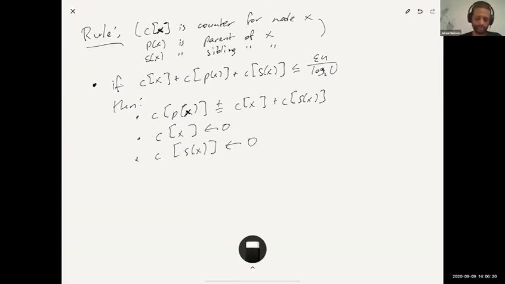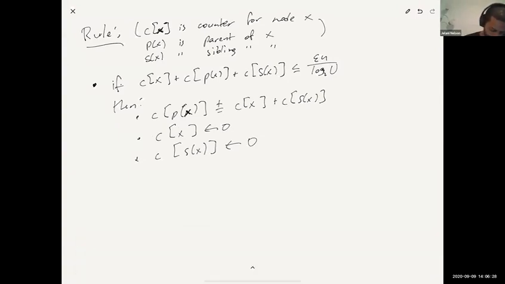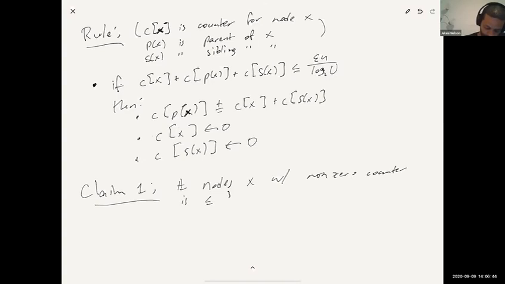Okay. So now the claim. Claim 1: the number of nodes x with non-zero counter is at most 3 log u over epsilon. And remember, we're only going to store the ones that have a non-zero counter. So for each node that we store, we're going to remember the counter value as well as which node it is in the tree.